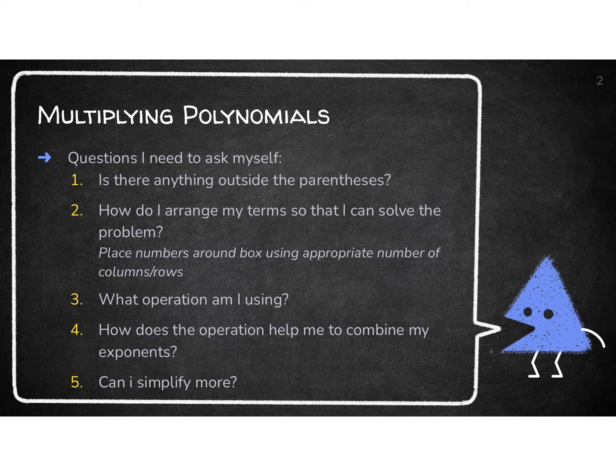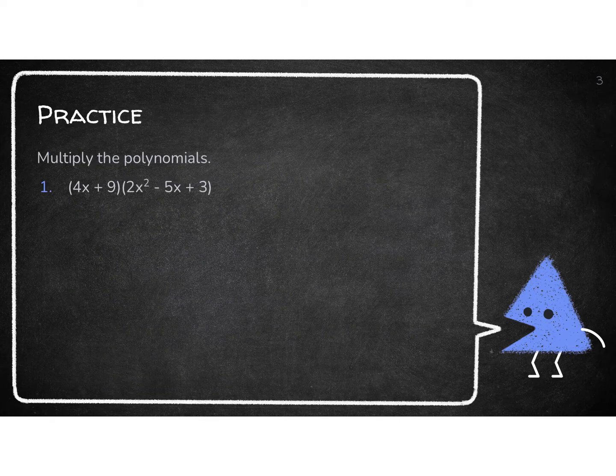What operation am I using then? Remember, if there's nothing in between there, we are multiplying these things out. And when you multiply the big numbers, add the little numbers. Okay? Your last step is to always write everything out and see if you can combine any like terms. Can you add anything together?